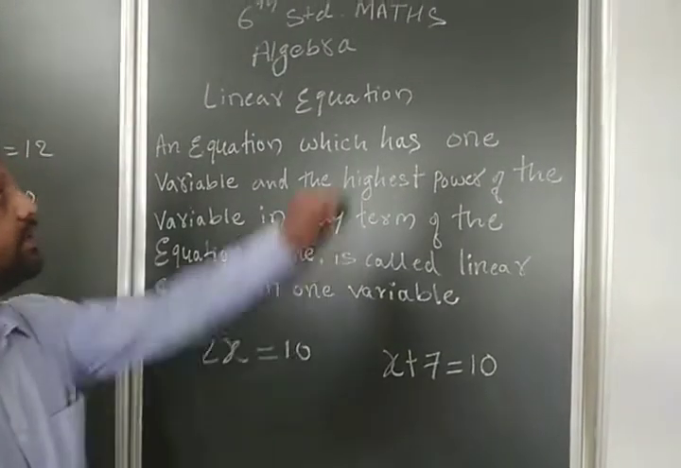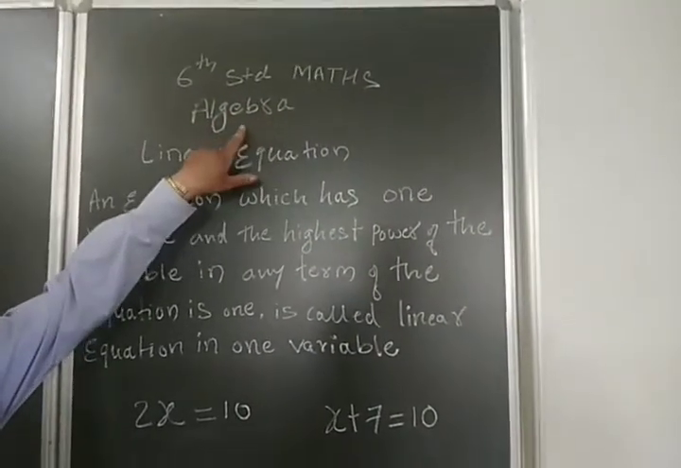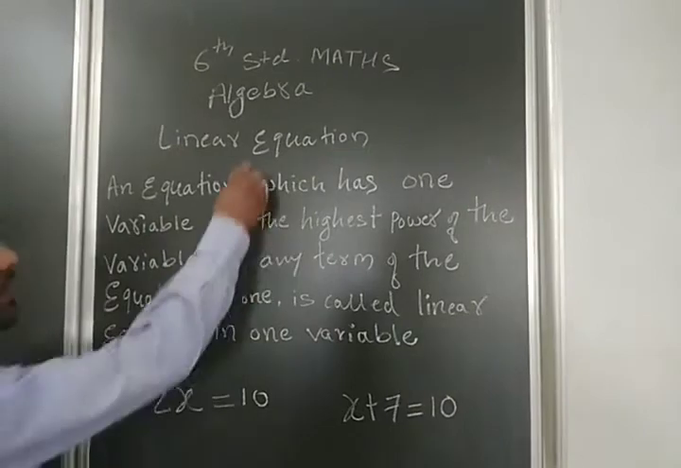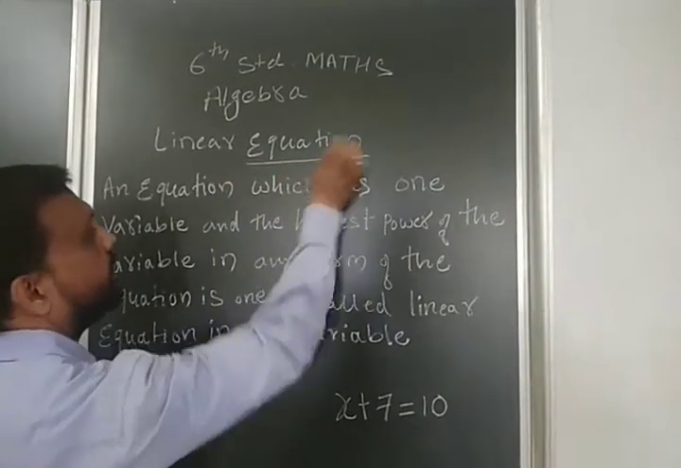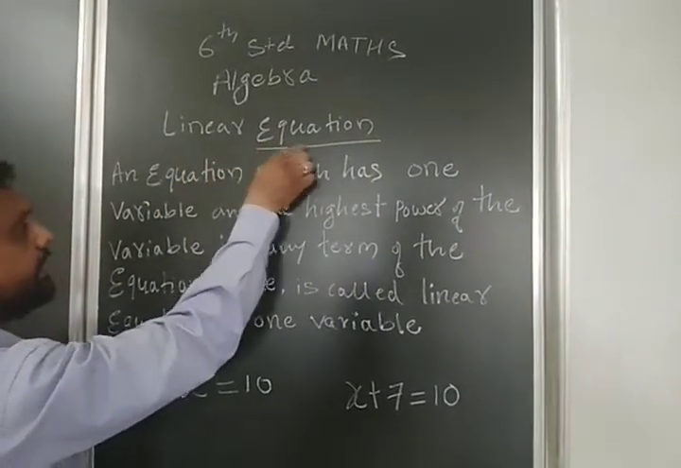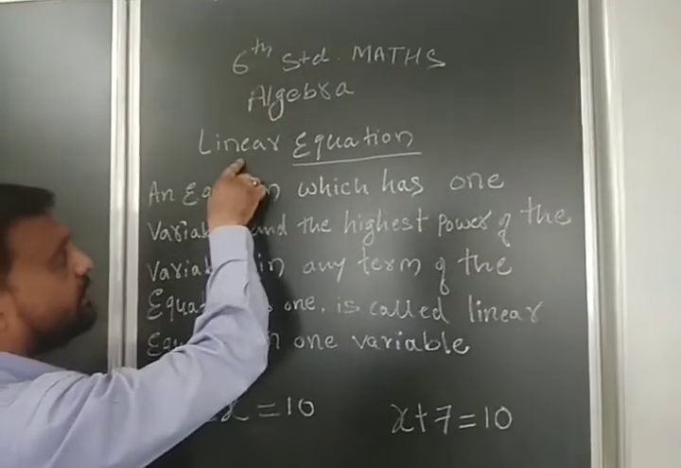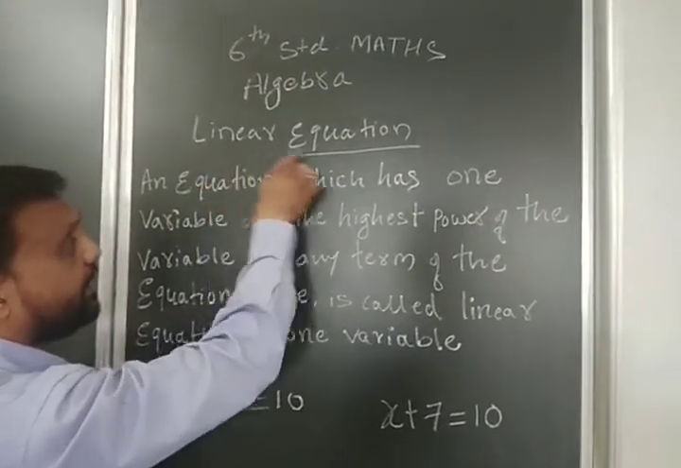Hello friends, today we are learning 6th standard maths algebra. In algebra we are learning equation. In equation we are learning linear equation. Linear means one. So one variable equation we are learning linear equation.